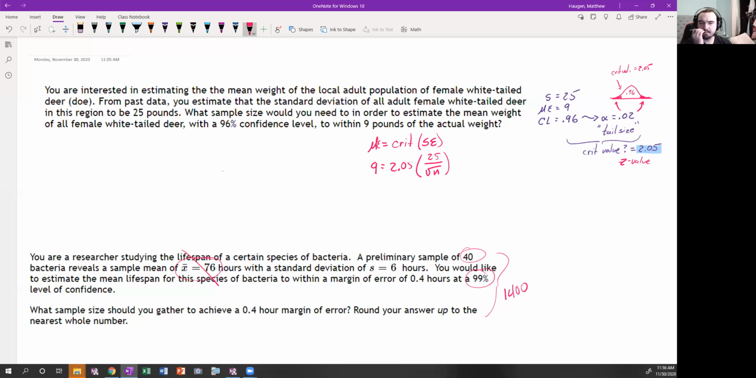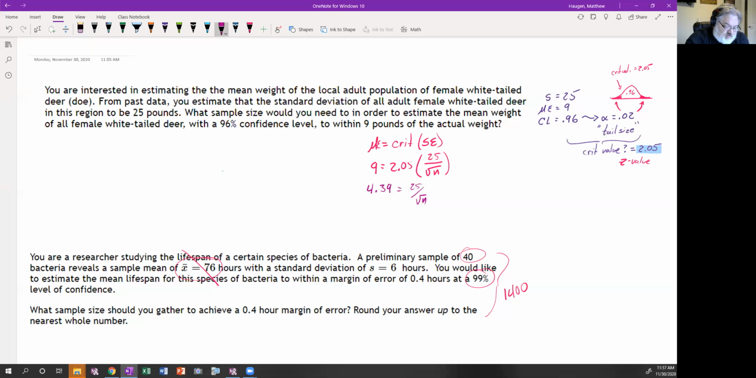Okay. What do we get here? We get whatever 9 divided by 2.05 is. What's 9 divided by 2.05? 4 point something. 4.39. So 4.39 equals 25 over the square root of n.